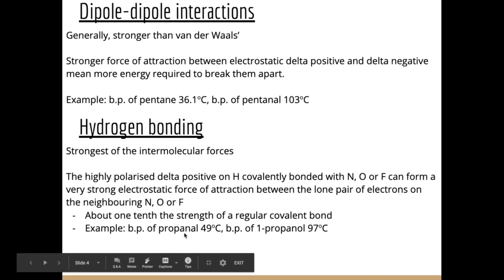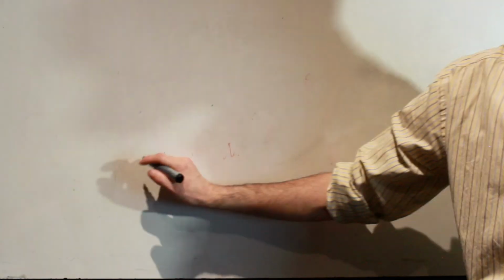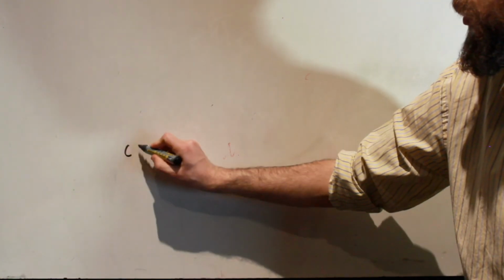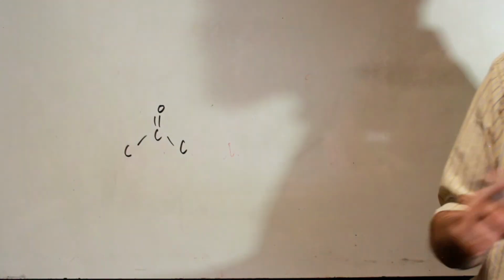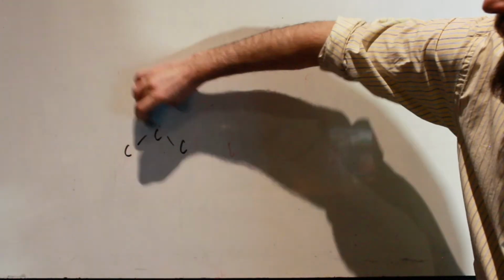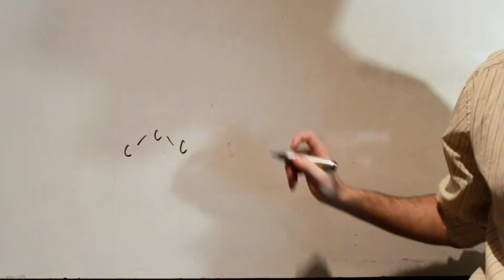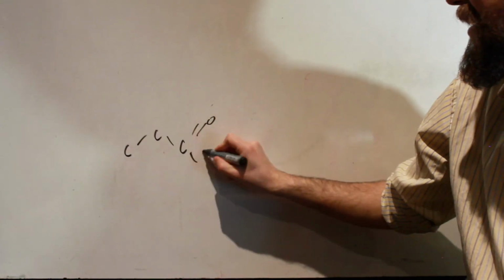And we can see this in an example as well if we draw some more molecules. For example, propanol and propanone. So one of these can have dipole-dipole forces, the other one can have hydrogen bonding. If I draw my propanol, it will look like this. Nope. That's propanone. Let's try that again. My propanol looks like this.